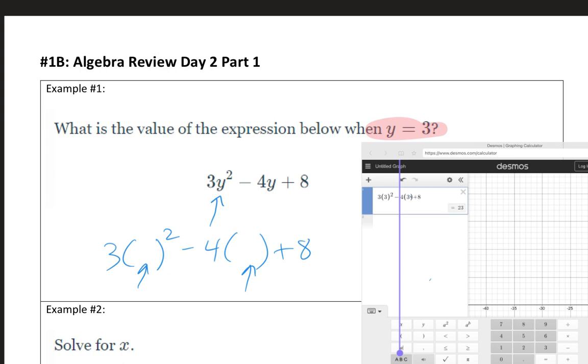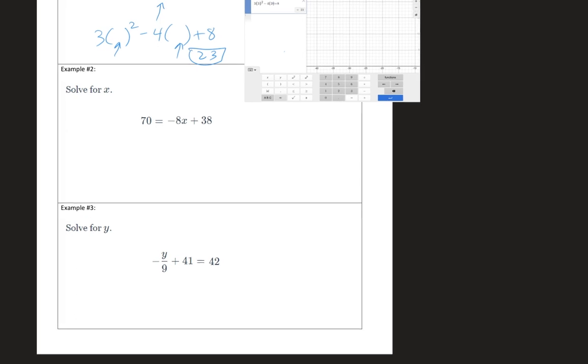Okay, so when we do that, our answer is 23. So that's what we see our answer is 23. So that's all we're going to do, we're just going to type that into our Desmos and evaluate it when y equals 3. Okay, so now let's look at our next example right over here.